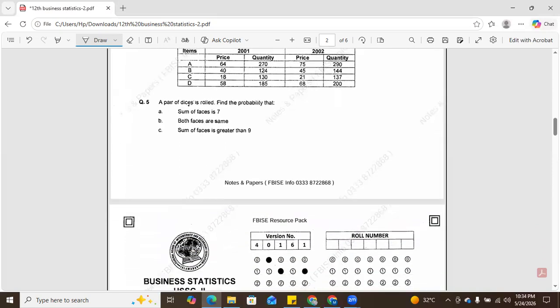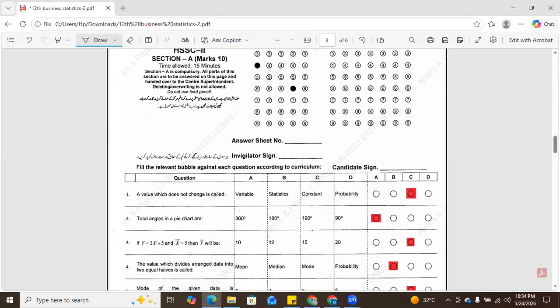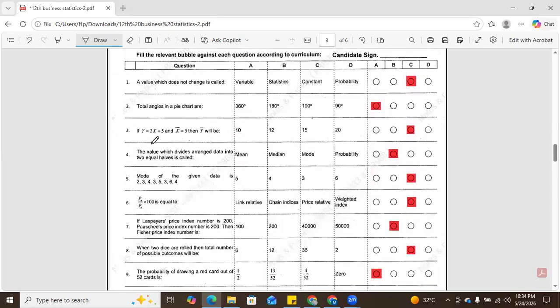Let's go through some of the past papers as well. In the business statistics past papers, these were the multiple choice questions. Let's go through. A value which does not change is called constant. Total angles in a pie chart are 360 degrees. If y is equal to 2x plus 5 and x is equal to 5, then y will be 15. The value which divides ranked data into two equal halves is called median.